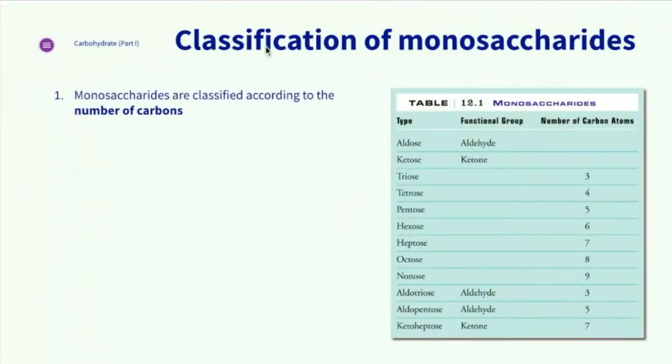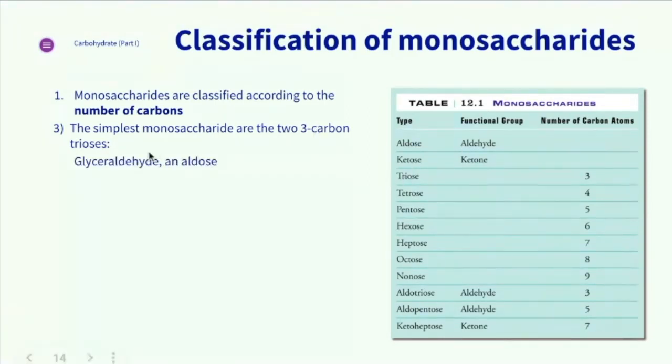Okay. So monosaccharides can also be classified according to their number of carbons. The simplest monosaccharides are the 3-carbon ones, the trioses. The trioses have 3 carbons in the backbone. For example, glyceraldehyde, which is an aldose, and dihydroxyacetone, which is a ketose. So it has a ketone functional group, and glyceraldehyde has the aldehyde functional group.